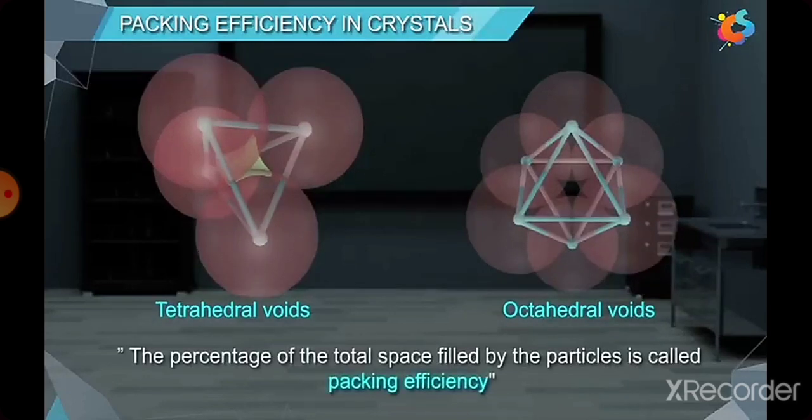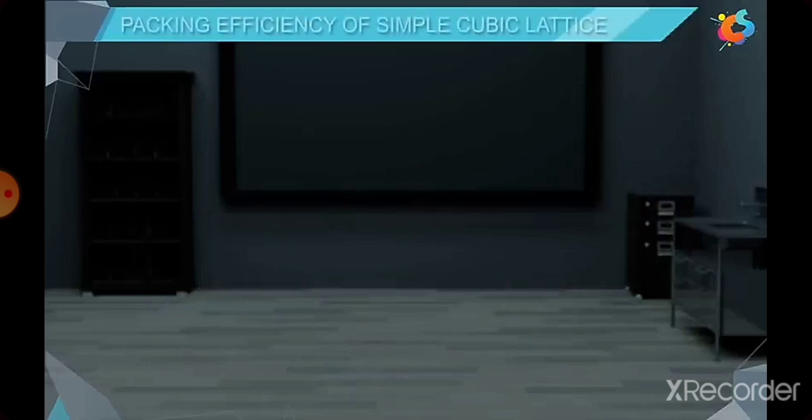The percentage of the total space filled by the particles is called packing efficiency. Different types of packing arrangement have different packing efficiency. Now, let us calculate the packing efficiency in different packing arrangements. Packing efficiency of simple cubic lattice.